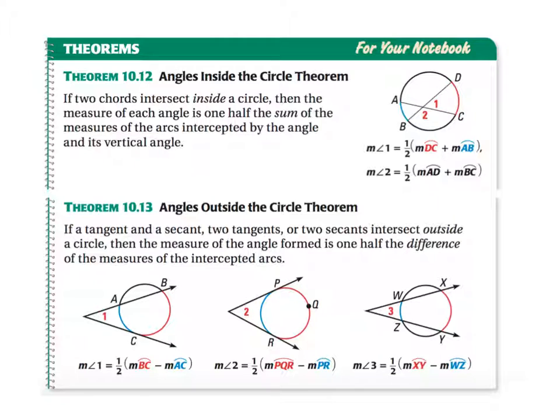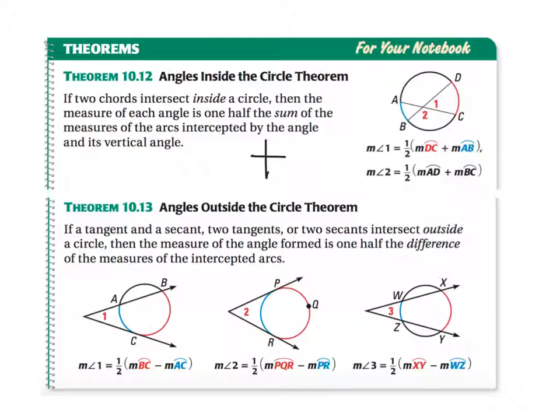Angle 1 here would be equal to half of the measure of arc DC added to the measure of arc AB. So for the inside theorem, you add the 2 arcs together. So the measure of angle 2 would be half of the measure of arc AD plus the measure of arc DC. So again, the inside theorem, you add. For the outside theorem, it goes like this.